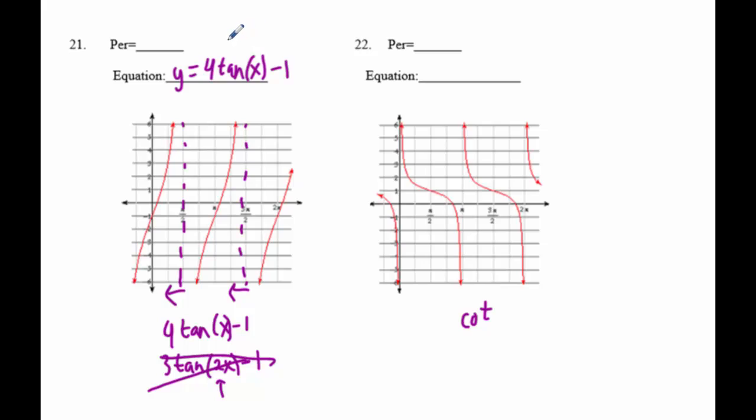Where did the 4 come from again? From the answer bank. It's because there's a vertical stretch of 4. Normally by this next line we only go up 1, but we've gone all the way up 4. So we've gone up 4 instead of just 1, so we vertically stretched it by 4. The period for tangent is normally pi over b, and b is 1, so it's pi.